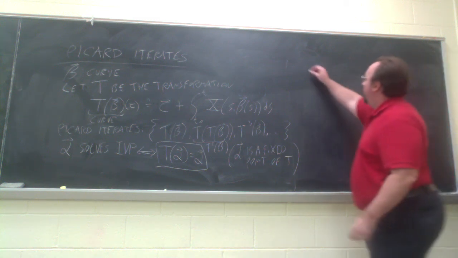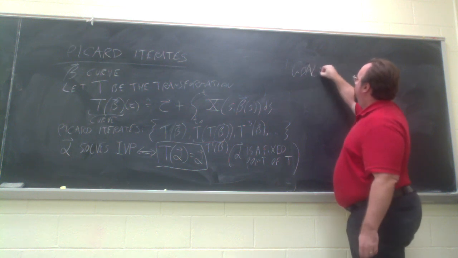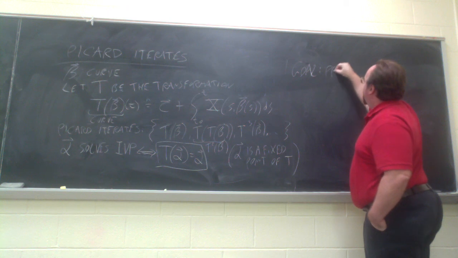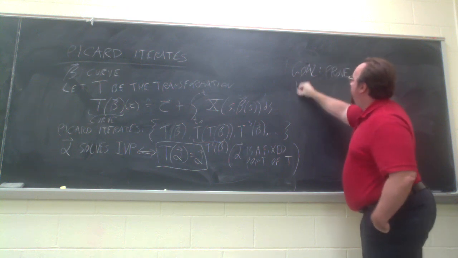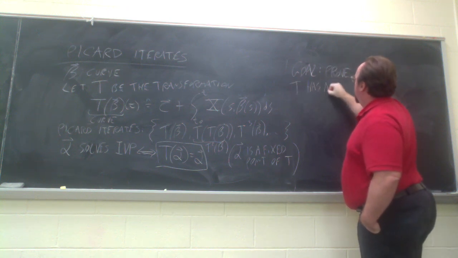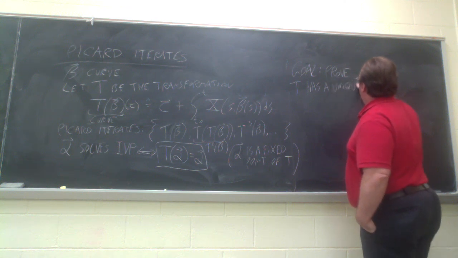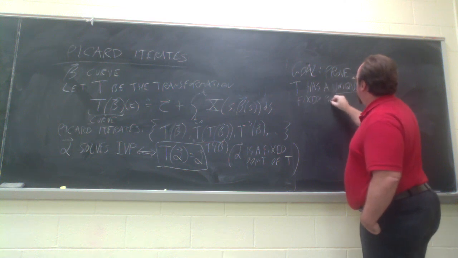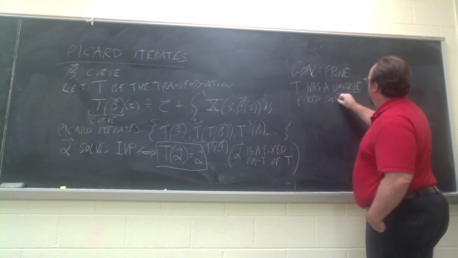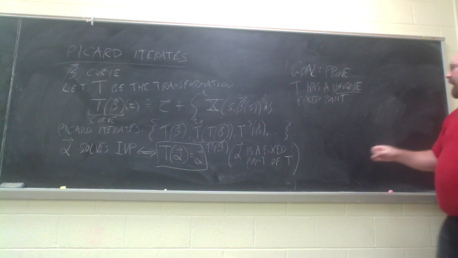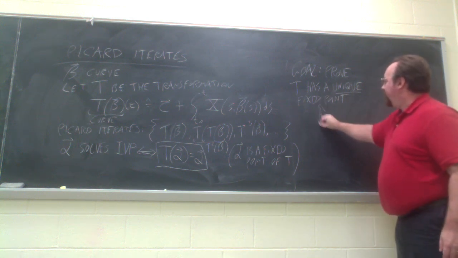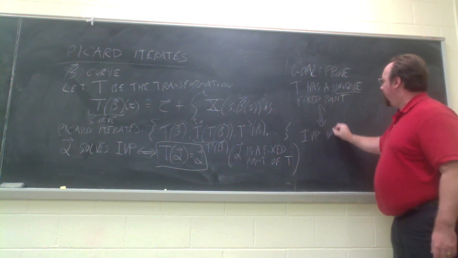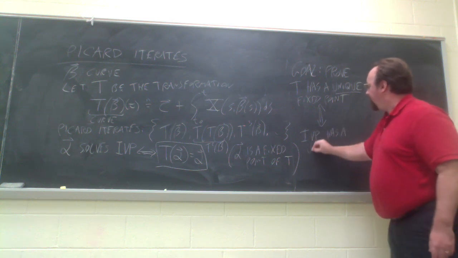Our goal, what we're going to tackle today, is to prove that T has a unique fixed point. So that is literally what we're going to prove. However, by doing that, this is equivalent to saying the initial value problem has a unique solution.